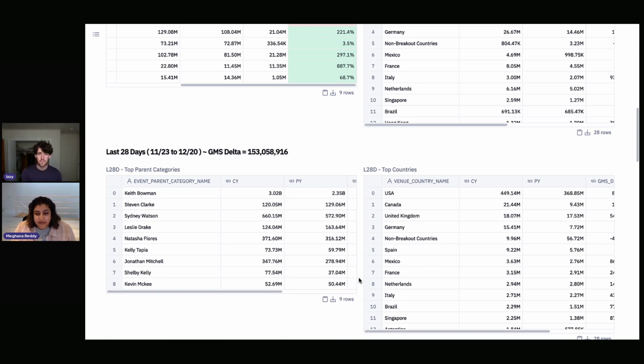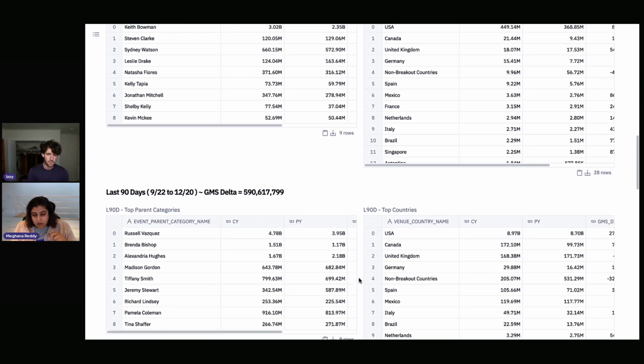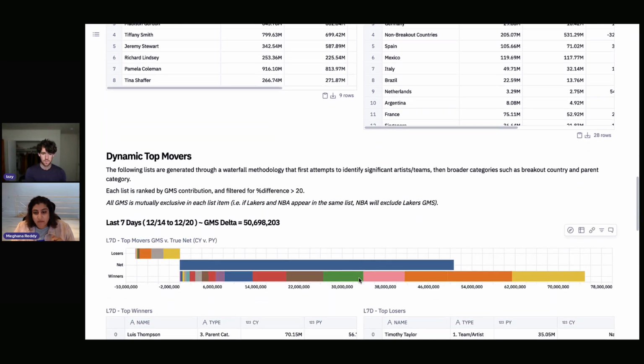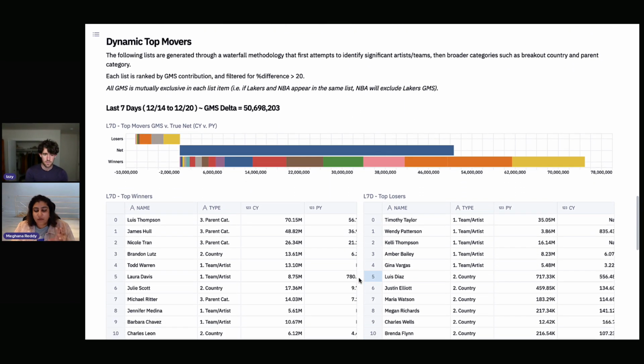What's more interesting and what our leadership was really looking for is, what's useful for me to know today that's different from yesterday or different from the last week? And that's where this concept of dynamic movers came into play.